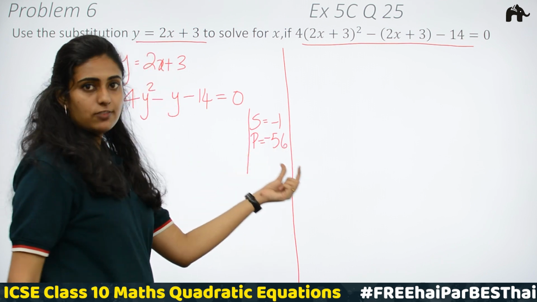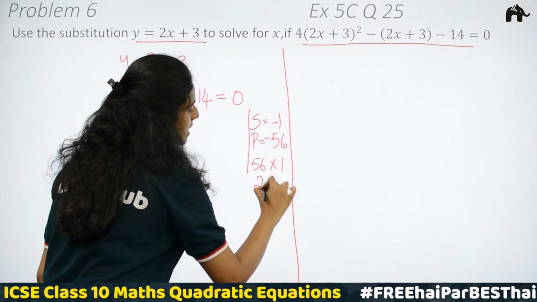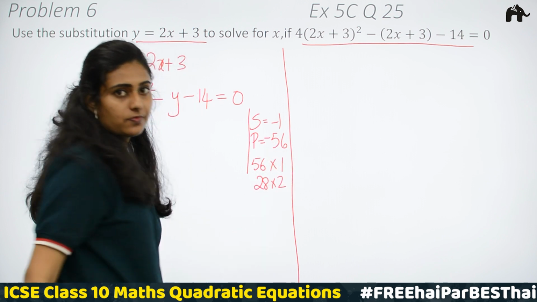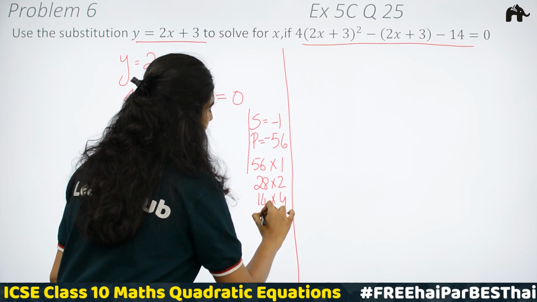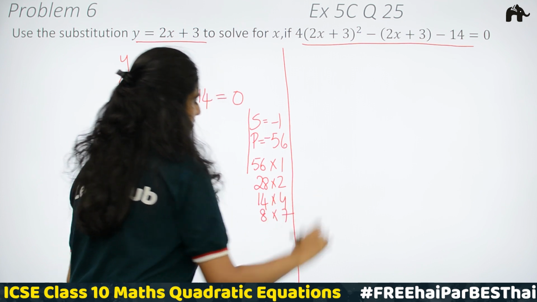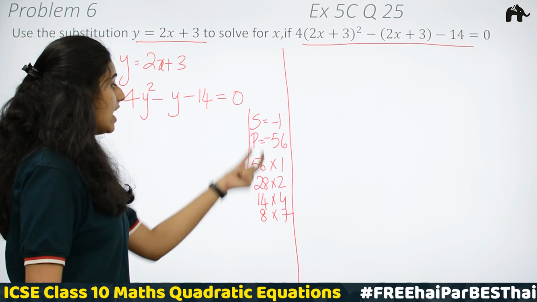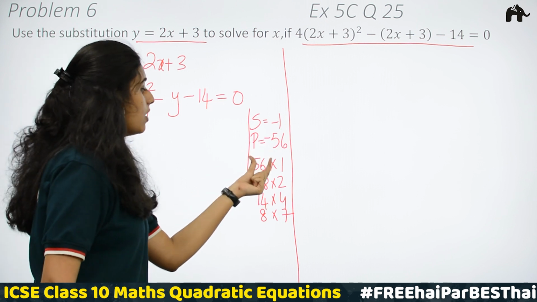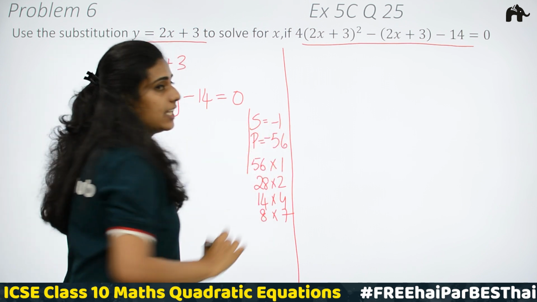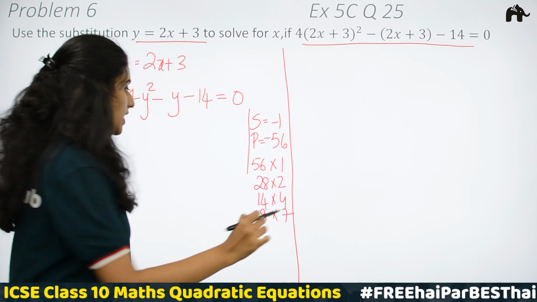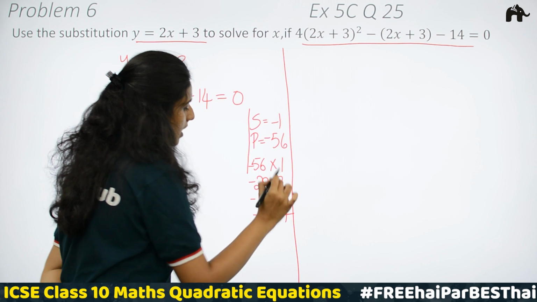Okay. To get 56, 56 into 1, 28 into 2, then 14 into 4 or 8 into 7. Okay, multiplying these we get 56. Here we have negative 56, which means one of these two numbers should be negative. Sum is negative, which means the greater number should be negative. Minus 56, minus 28, minus 14 or minus 8.